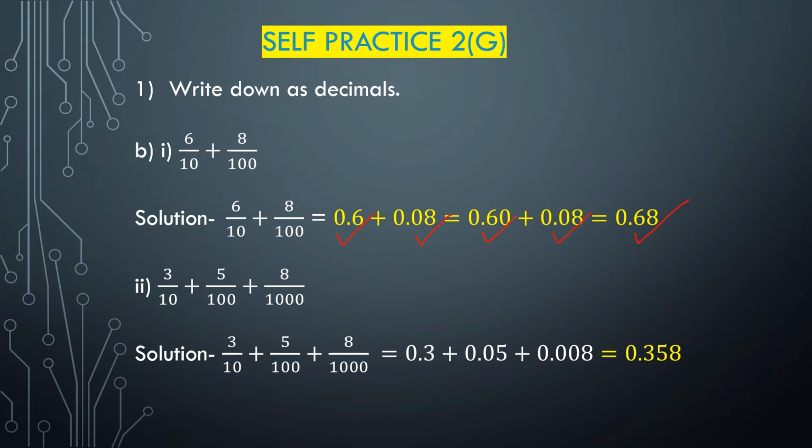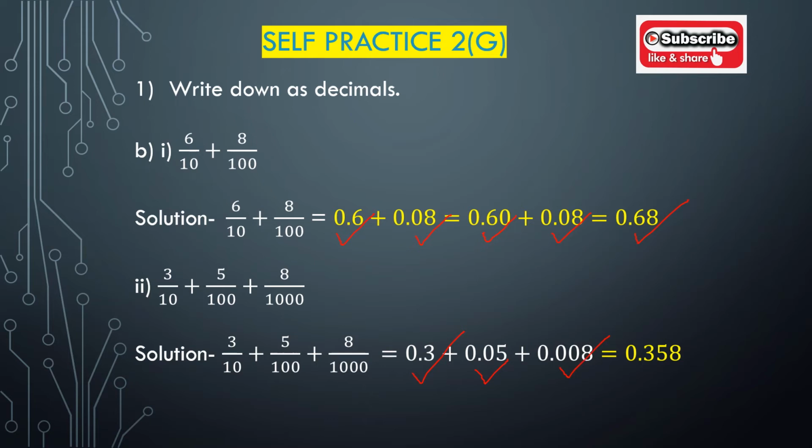Next bit, 3 divided by 10 plus 5 divided by 100 plus 8 divided by 1000. In 3 divided by 10 there is only one zero in 10, so we have to place one digit after the decimal point. So 3 divided by 10 will be 0.3. And 5 divided by 100. In 100 there are two zeros, so you have to place two digits after the decimal point. So it will be 0.05. 8 divided by 1000. In 1000 there are three zeros, so we have to place three digits after the decimal point, so it will be 0.008.